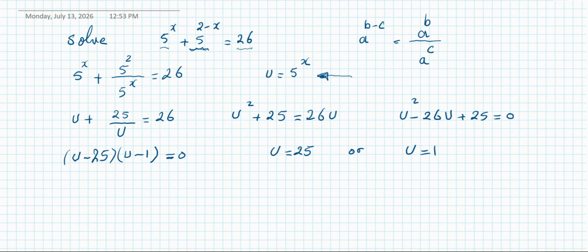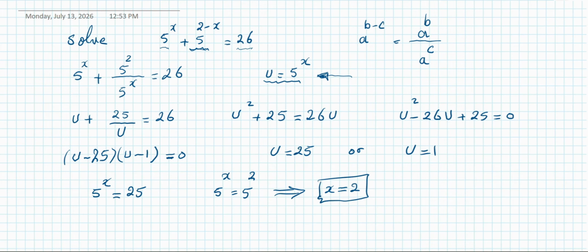So from u equal to 25, we find that 5 to the power of x is equal to 25. Or we can write 25 as 5 to the power of 2. And from this relationship, we find that x is equal to 2. So that is one root of this equation.